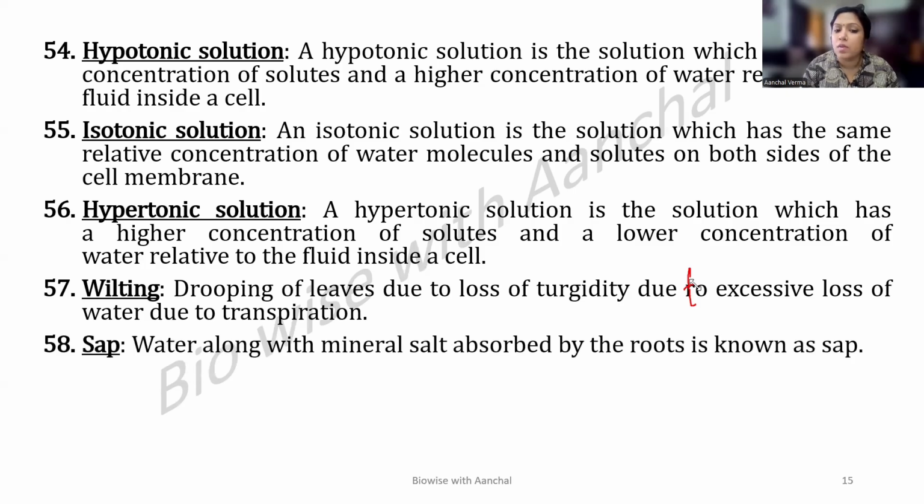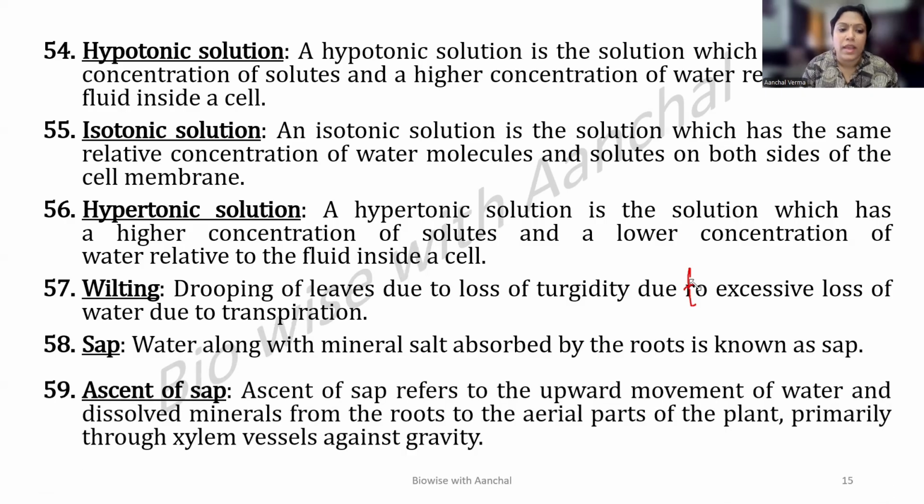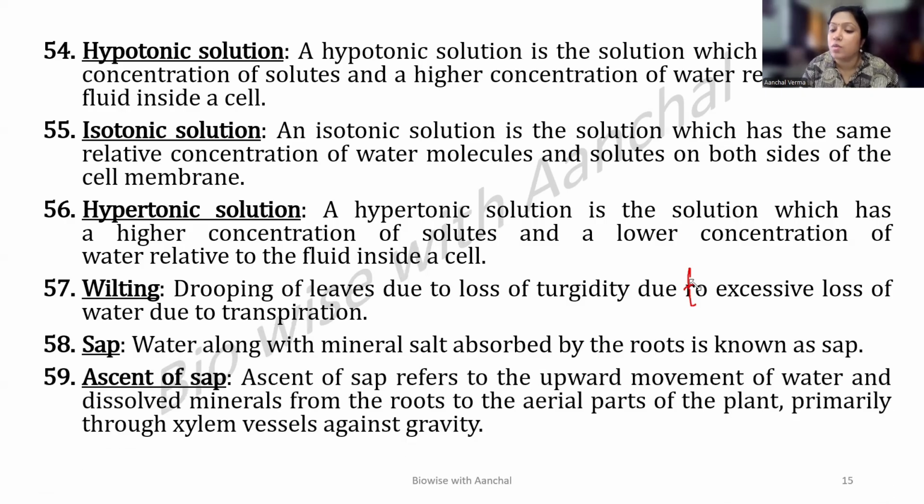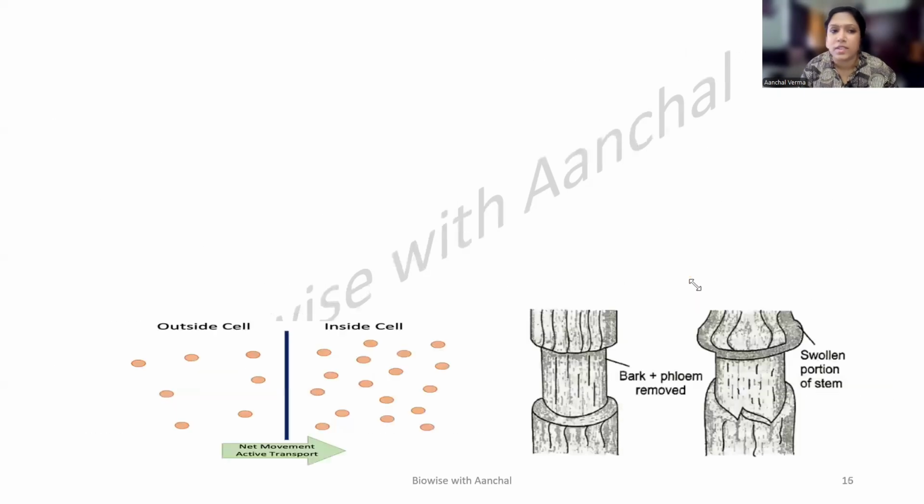Sap is water along with the mineral salts absorbed by the root. This sap only oozes out in case of bleeding, right? Ascent of sap refers to the upward movement of water and dissolved minerals from the root to the aerial parts of the plant, primarily through xylem vessels against gravity. This is called ascent of sap.